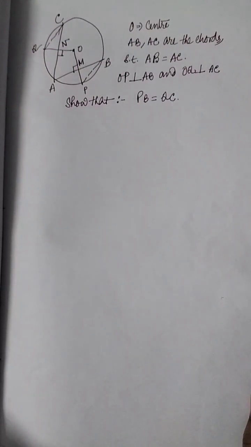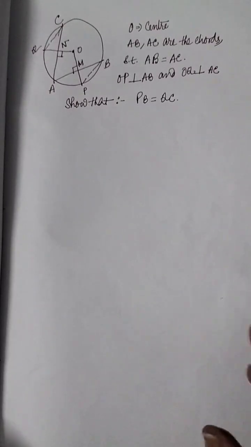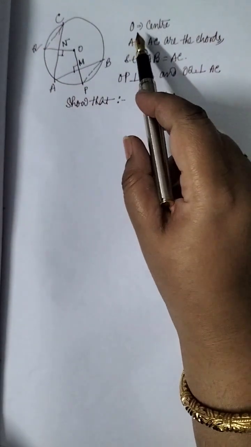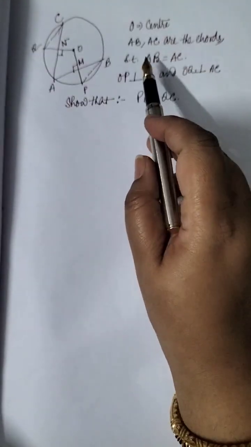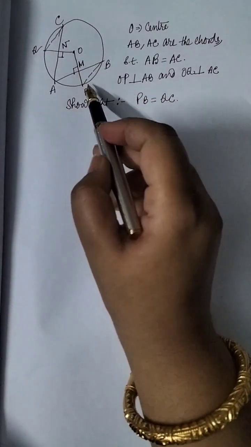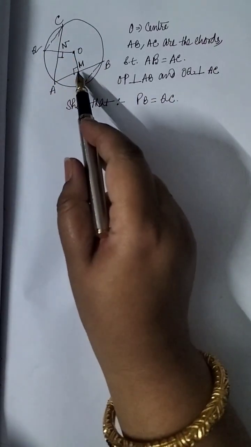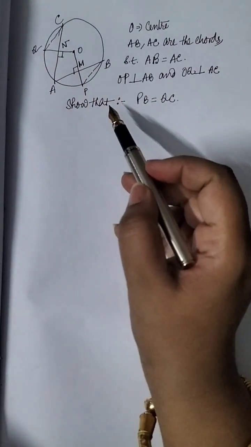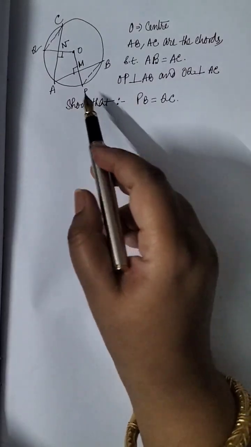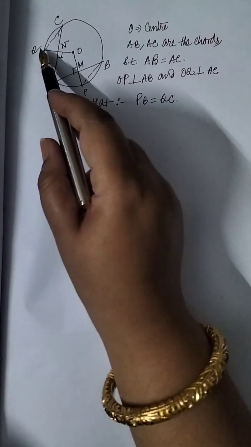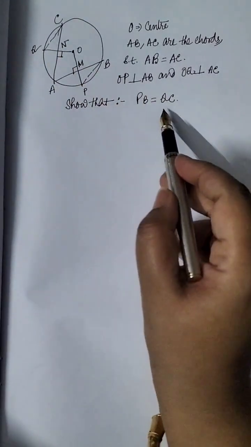In today's video, I shall explain a very important theorem based on properties of circle. Here it is told that O is the center of the circle. AB and AC are two equal chords of the circle. OP is perpendicular on AB and OQ is perpendicular on AC at M and N point respectively. We have to show that PB and QC are of equal length.